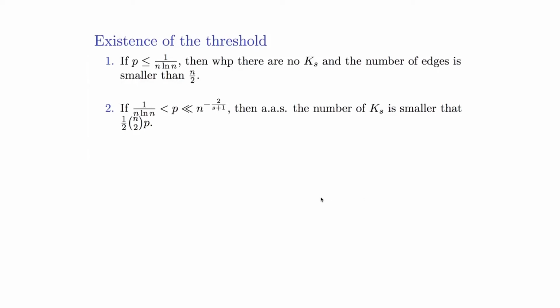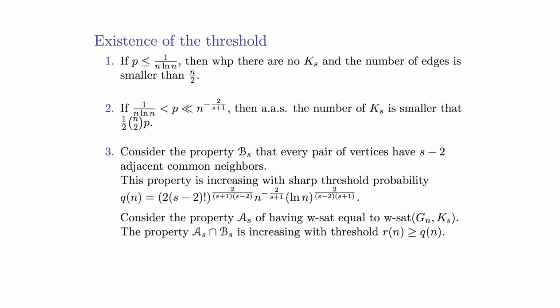And so this case is very easy. The second case is also easy, when p is between 1 divided by n log n, but asymptotically smaller than n to the minus 2 divided by s plus 1. Since the number of K_s is smaller, say, than 1/2 of the expected number of edges, but the number of edges should be very close to the expected number. So the number of K_s is smaller than 1/2 of the number of edges. It means that the saturation number is at least 1/2 times the number of edges. Okay, then what can we do next when p becomes bigger than n to the minus 2 divided by s plus 1?